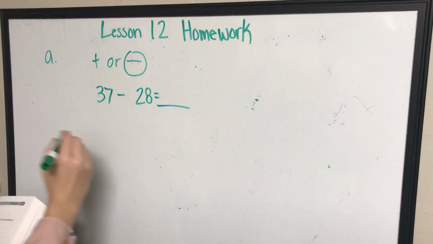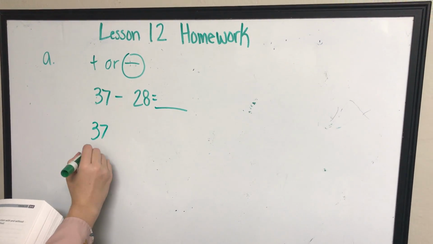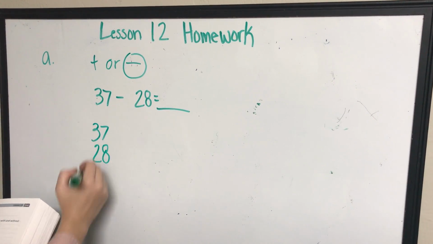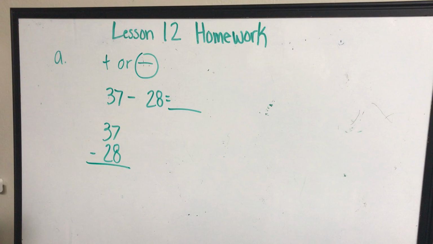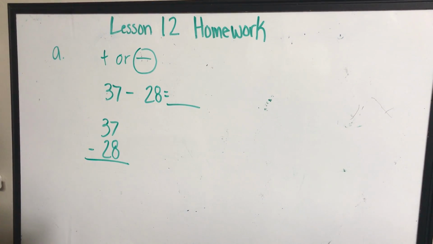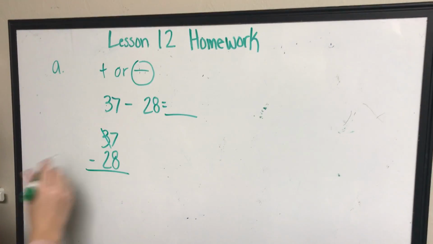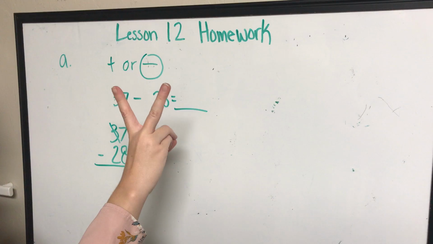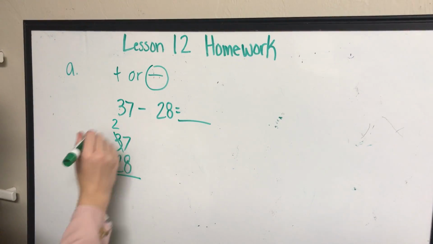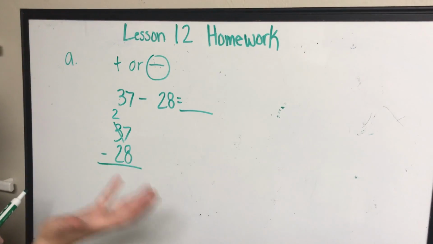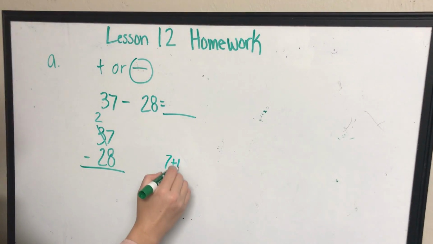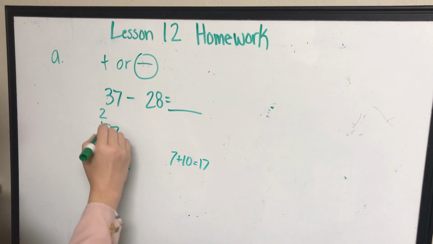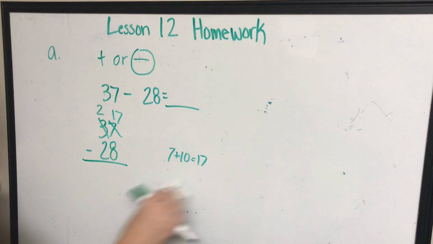I want you to show your work doing vertical and picture form. Biggest number goes on top, smallest number on the bottom. 7 minus 8, can we do that? Nope. Go over to the tens. I have 3 tens. I take away 1. I get 2 tens. I have 10 ones in my hand. They have to go somewhere. I'm going to add them to the ones place. 7 plus 10 equals 17. My 7 turns into a 17.